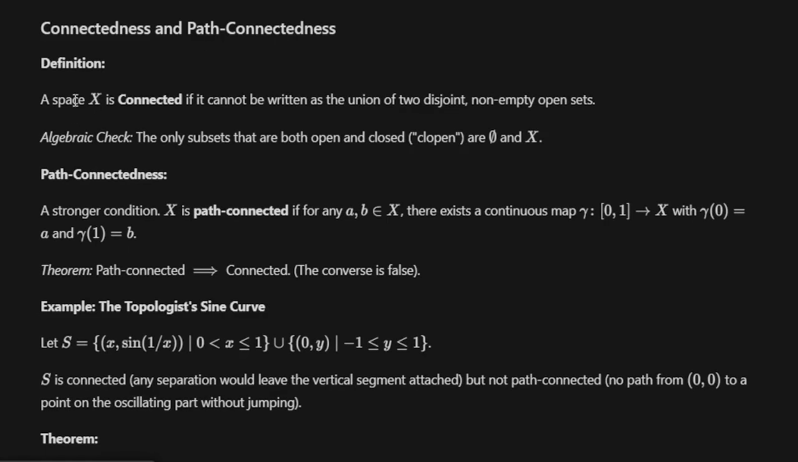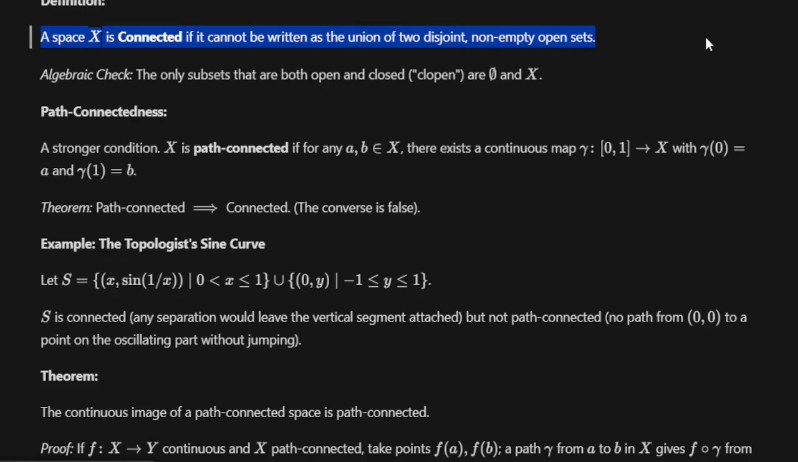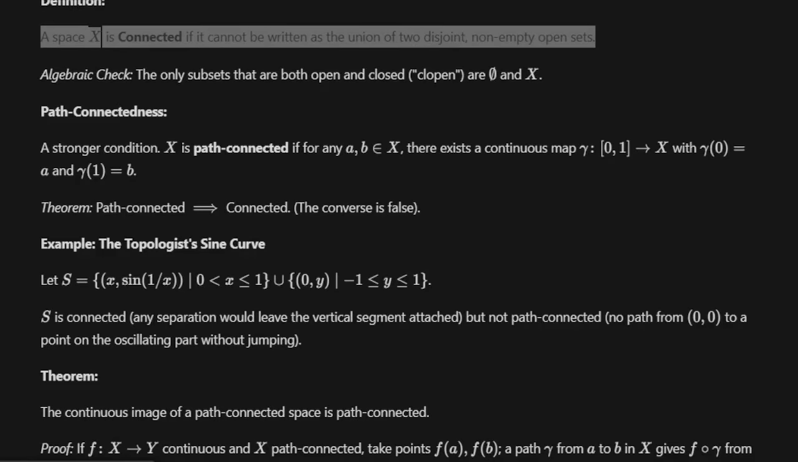Connectedness and path connectedness. A space X is said to be connected if it cannot be written as a union of two disjoint non-empty sets.